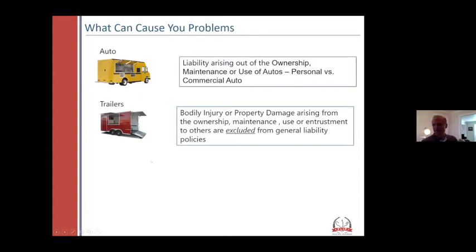Trailers: bodily injury or property damage arising from the ownership, maintenance, use, or entrustment to others are excluded from general liability. Usually, whatever vehicle is towing the trailer, the liability for the trailer falls under the vehicle policy. But what happens when you set the food trailer or food cart up and somebody gets hurt, hits their head, or trips over a tongue on that trailer? You have an exposure there. If that trailer is sitting detached from a vehicle, your general liability policy may not cover injuries caused on or around that trailer.